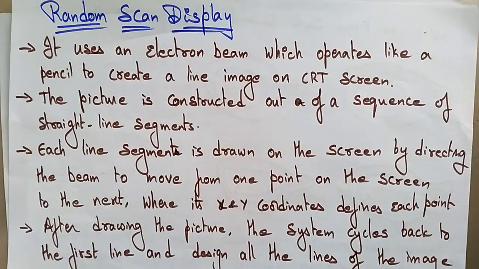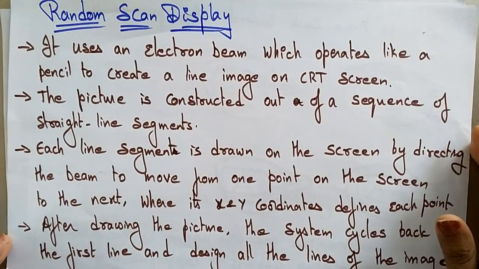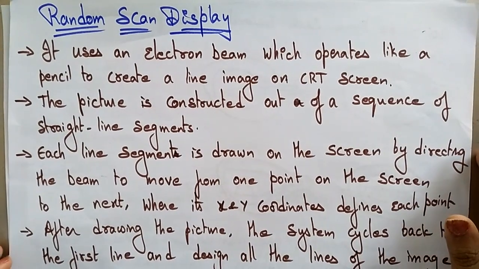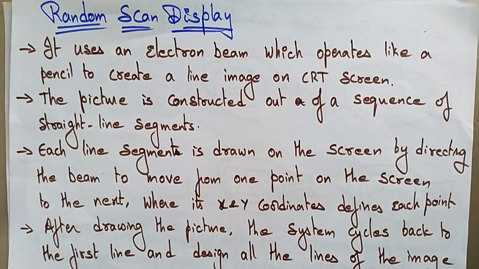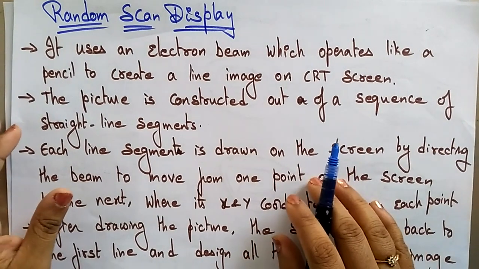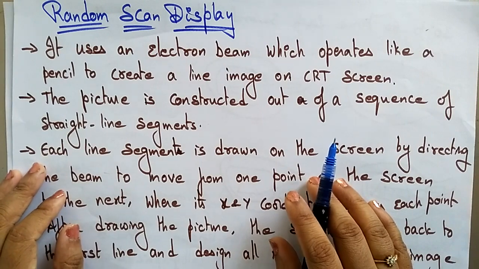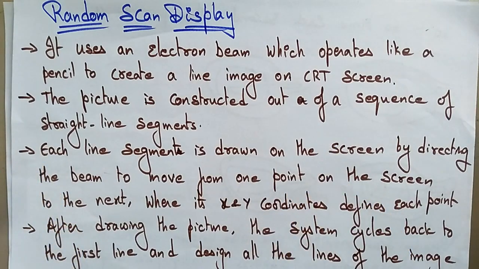Hi students, welcome back. Let's continue with our display devices in computer graphics. So I said there are different types of display devices that are present. In the previous video I explained about one of the display devices, that is a CRT, cathode ray tube. Now coming to the next display device, that is a random scan display device. Random scan display. So how will this random scan occur?